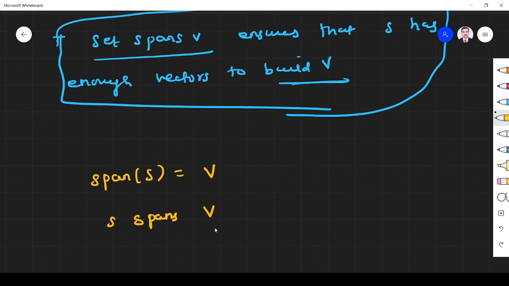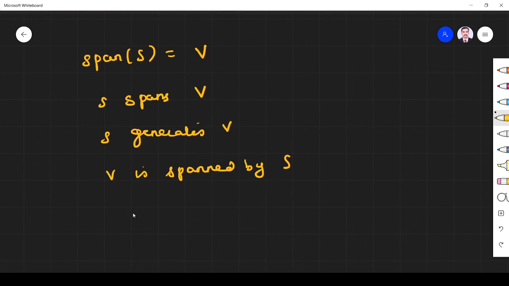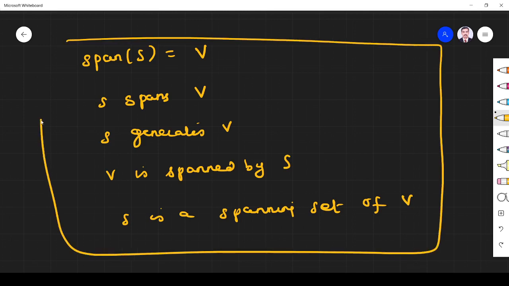That means S generates V, right? Or I can write as V is spanned by S. That means V is generated by S, right? Or S is a spanning set of V. All are indicating the same meaning. Span of S equals V means S spans V, or S generates V, V is spanned by S, or S is a spanning set of V. All are having the same meaning.